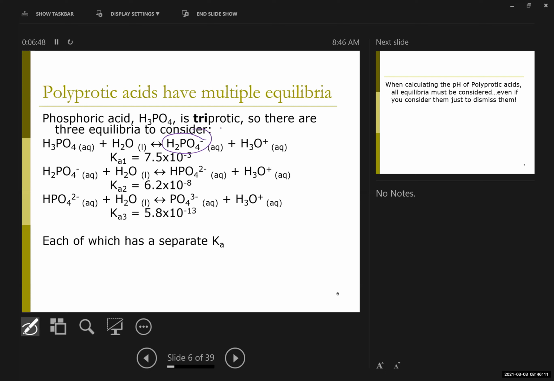And then my next one is a -2 charge. It should be even harder to take off the third proton. And the K values prove that it is. In the case of phosphoric acid, they are significantly different, about a factor of 100,000 between each one.